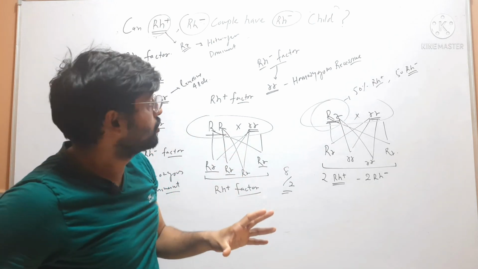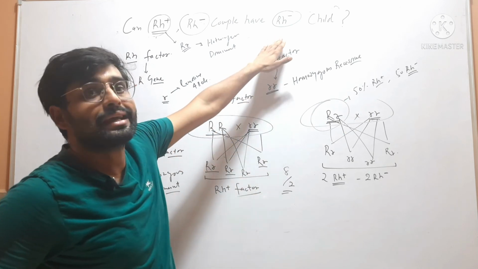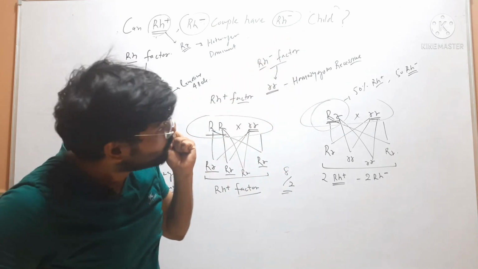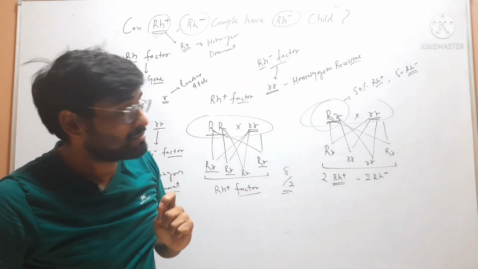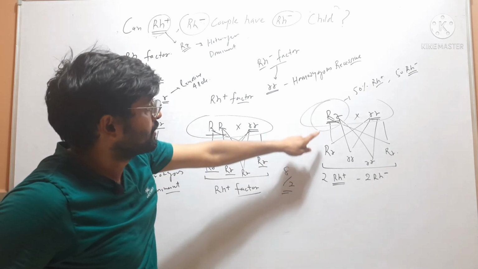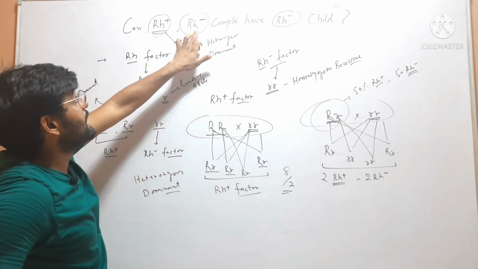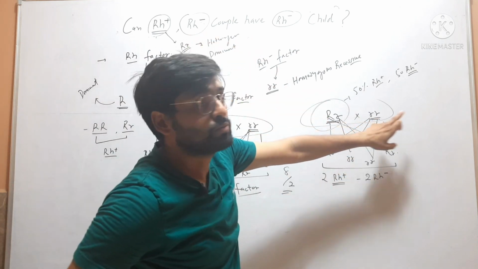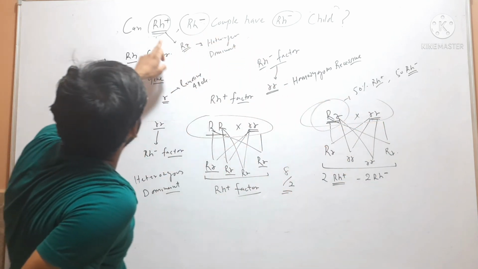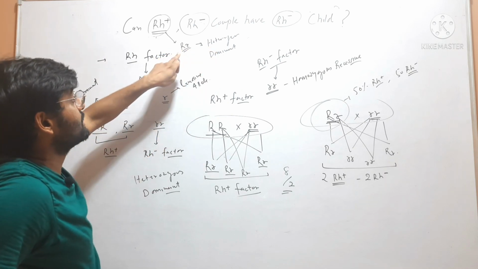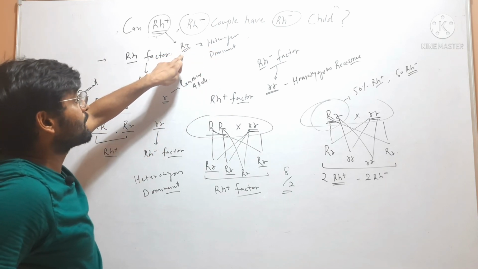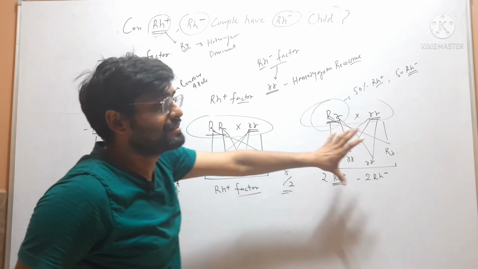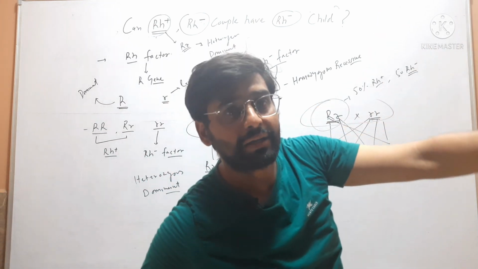So if a couple is Rh positive and Rh negative, then there is a chance that they can have an Rh negative child, but they can only have an Rh negative child given that the Rh negative person always has small r small r genotype. But if the Rh positive person is heterozygous dominant, that means they have capital R small r genotype, then there is a chance of having an Rh negative child.